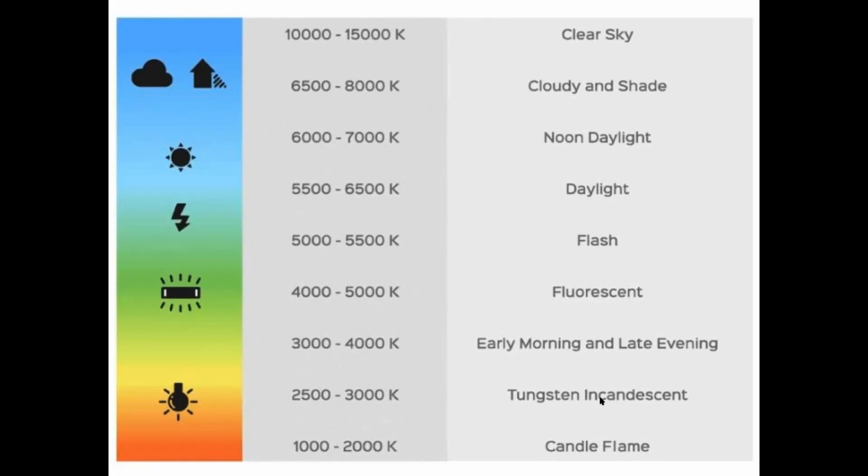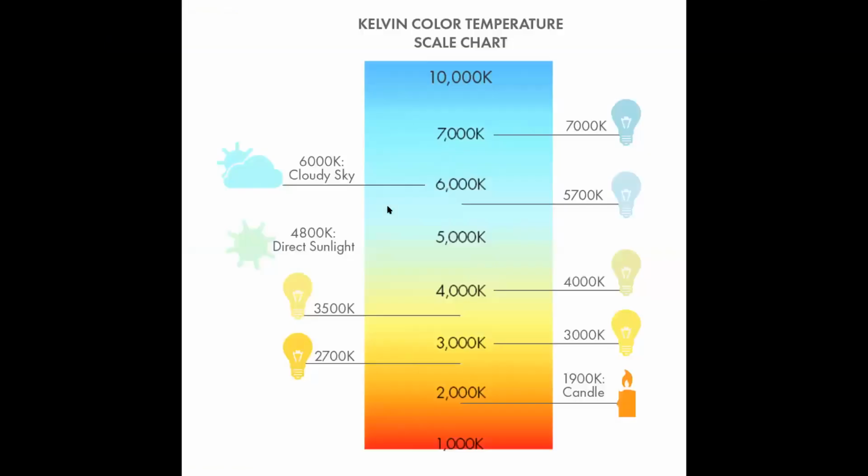Tungsten incandescent, 2,500 to 3,000 is really 2,500 to 3,500, but again, it's close. And candle flame is 2,200, so 1,000 to 2,000. That's actually not too bad. So some of them are kind of out of whack, but some of them are pretty close. Now we have this chart, 10,000 degrees Kelvin. Okay, that's daylight. This one says there are some light bulbs at 7,000 degrees Kelvin. That's kind of weird.